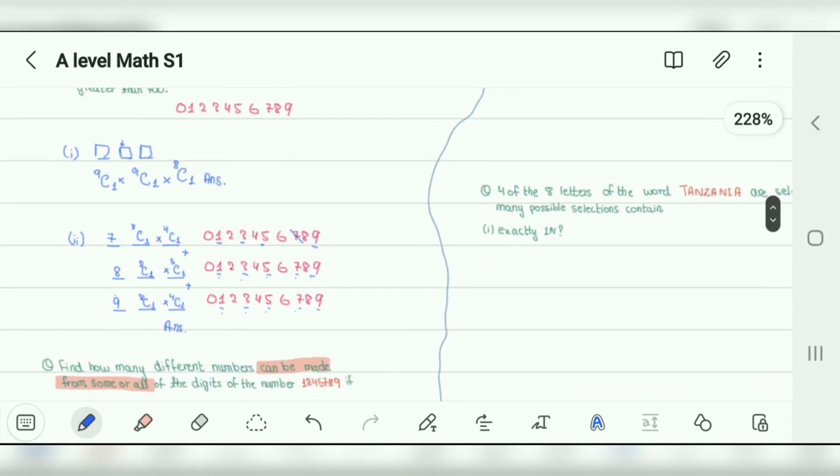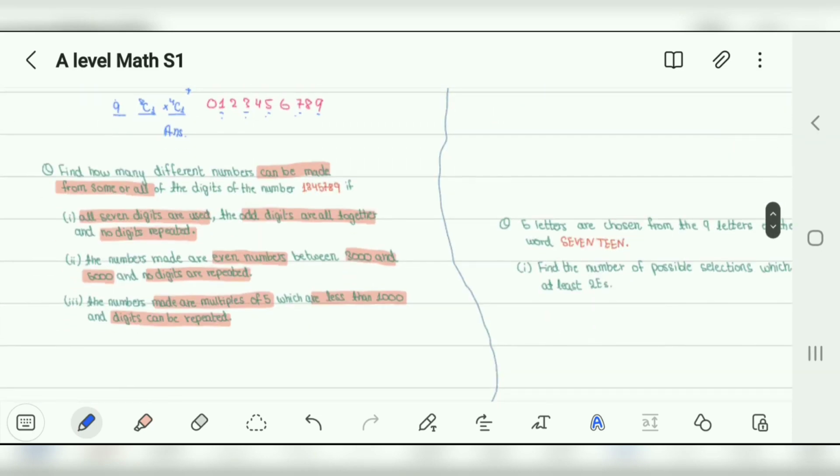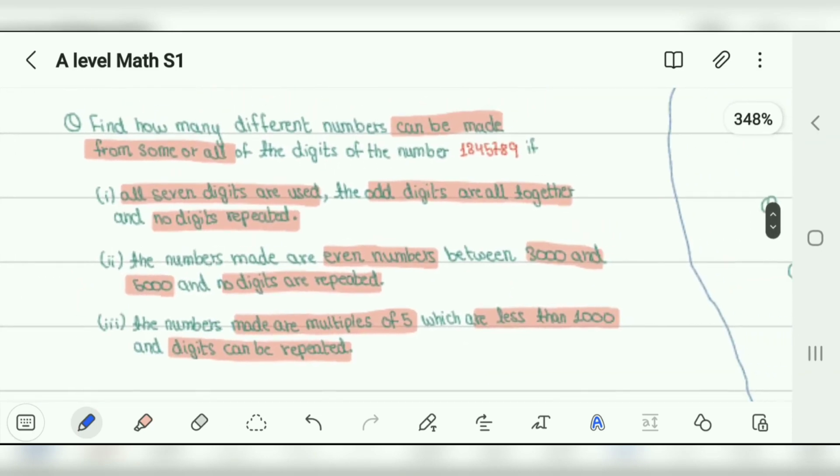Okay, moving to the next question. Find how many different numbers can be made from some or all of the digits of the number 1 3 4 5 7 8 9 if all 7 digits are used, the odd digits are all together, and no digits are repeated. All right, so all the odd numbers are together.